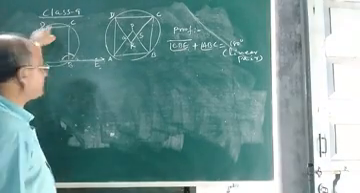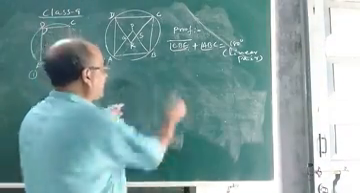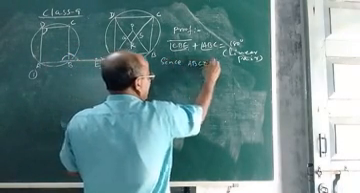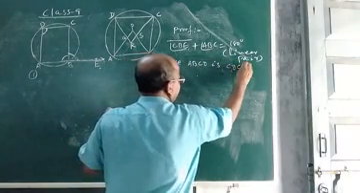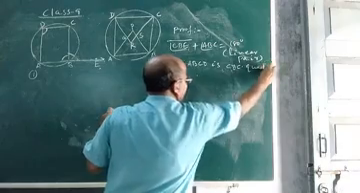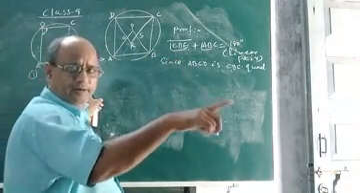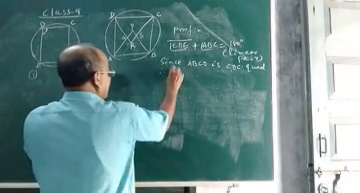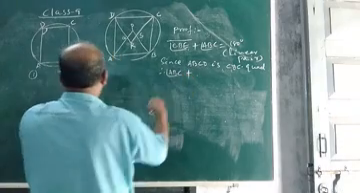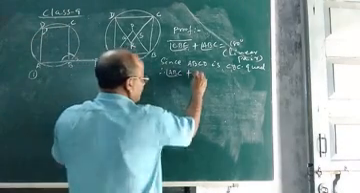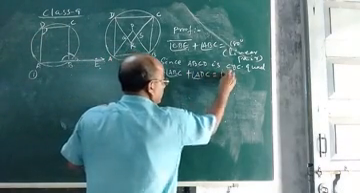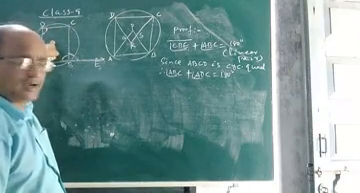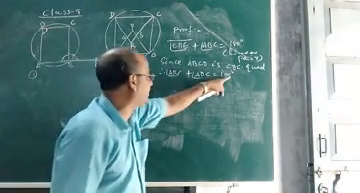See, ABCD is given. What is it? It is a cyclic quadrilateral. Since ABCD is a cyclic quadrilateral, its opposite angles are supplementary, we know. That means angle ABC plus angle ADC must be equal to how many degrees? 180 degrees. So as ABCD is a cyclic quadrilateral, angle B plus D is 180 degrees.